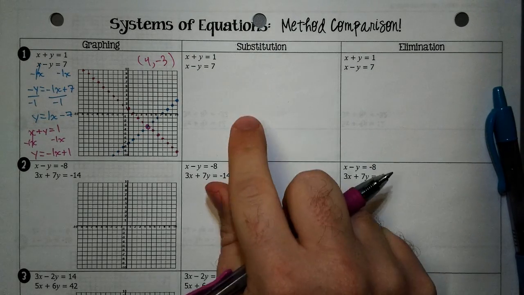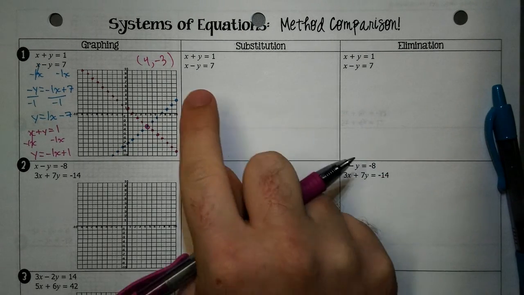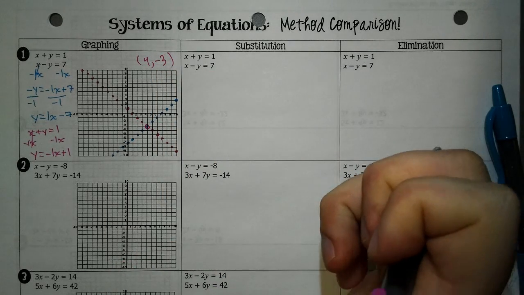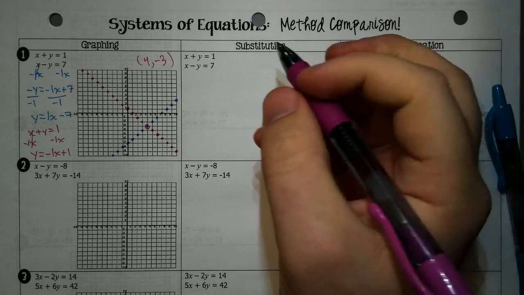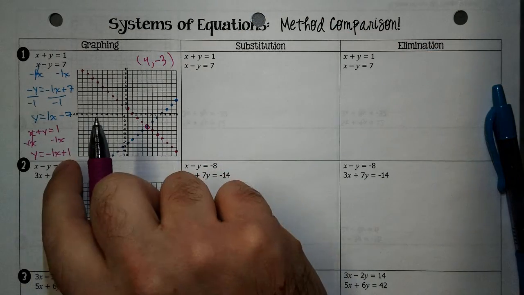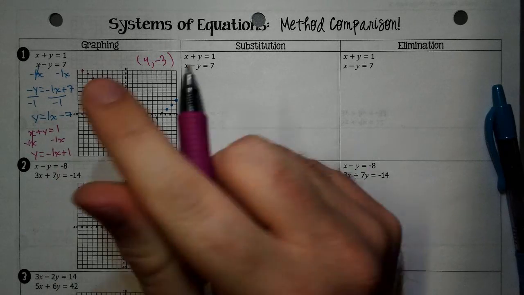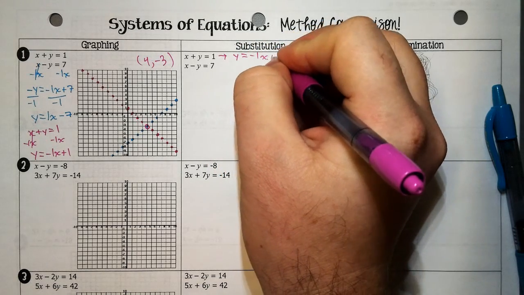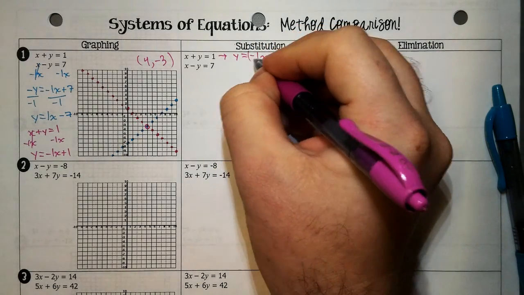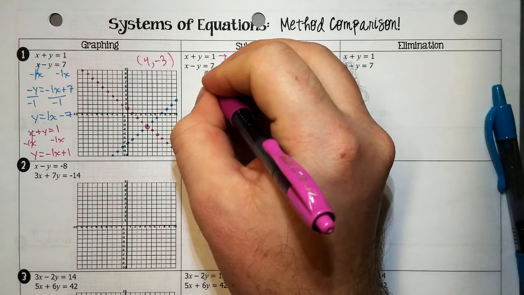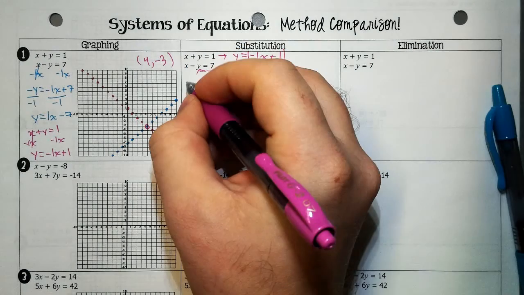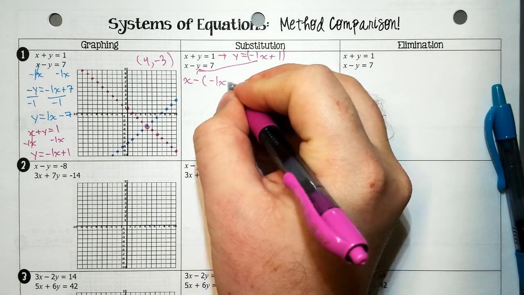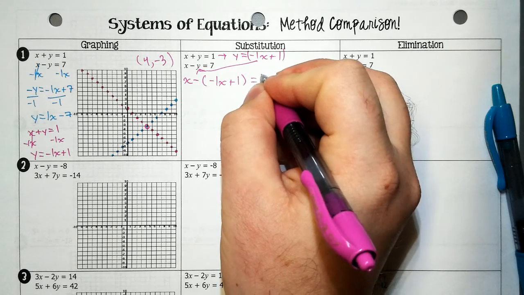Now we're going to use the substitution and the elimination strategy. We should still get 4, negative 3 because my equation stayed the same. Now for substitution, you're going to change it either to x equals or y equals. And on this problem, we already have it in y equals. So let's just rewrite it as y equals negative 1x plus 1. And now we're taking this whole equation and we're plugging it in for y in my second equation. So x minus, and then put in parentheses, negative 1x plus 1, close parentheses, equals 7.